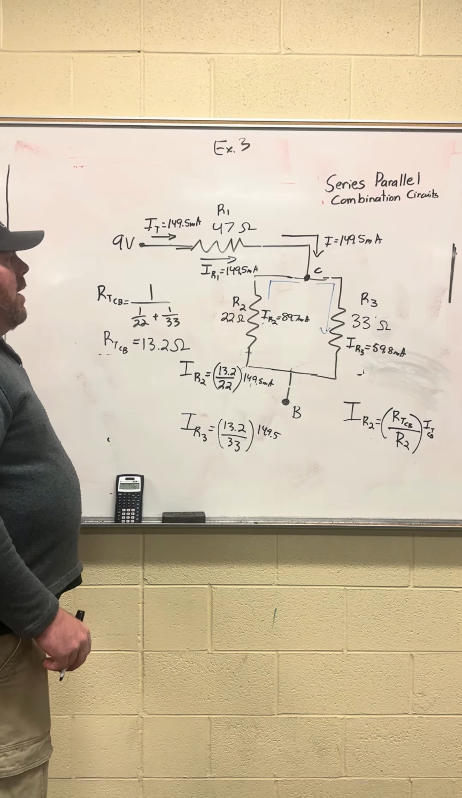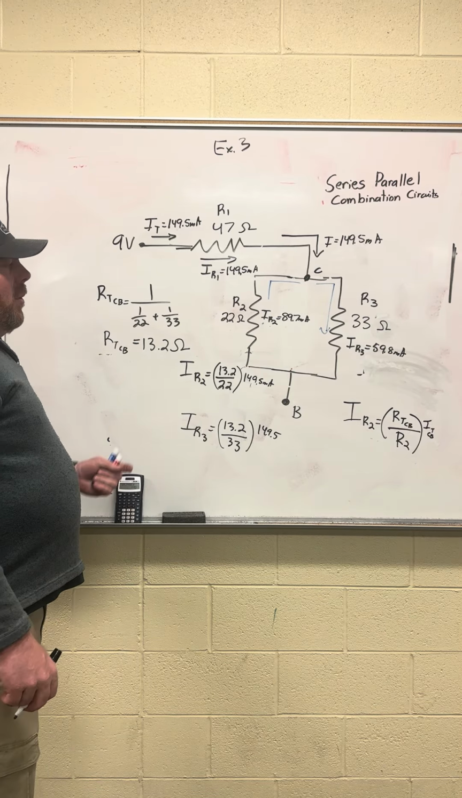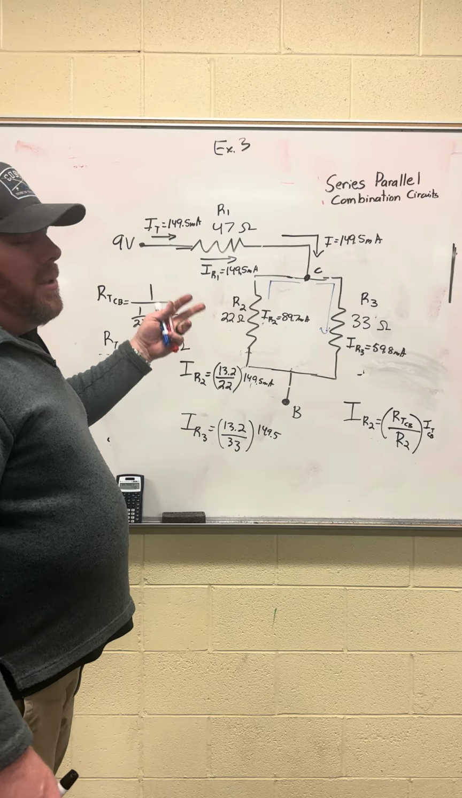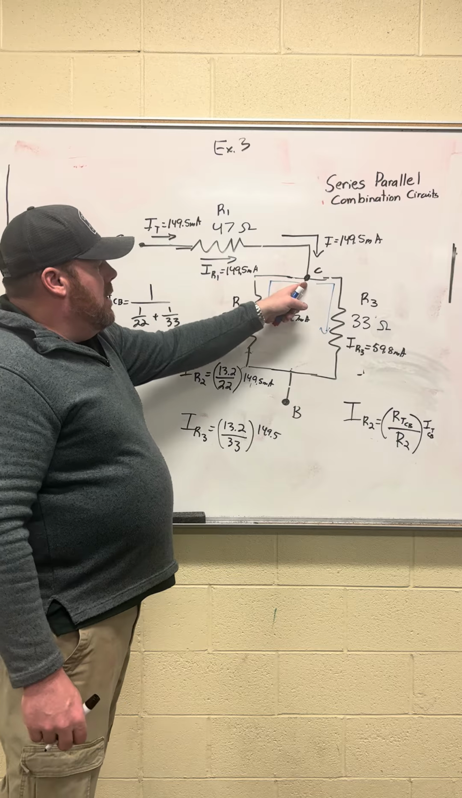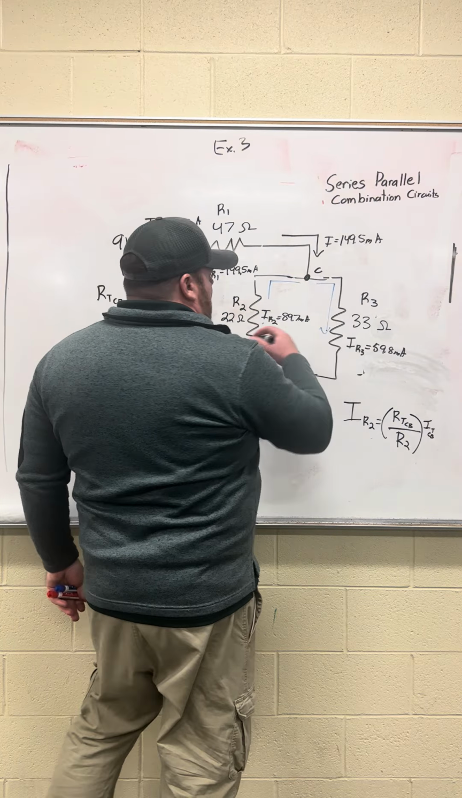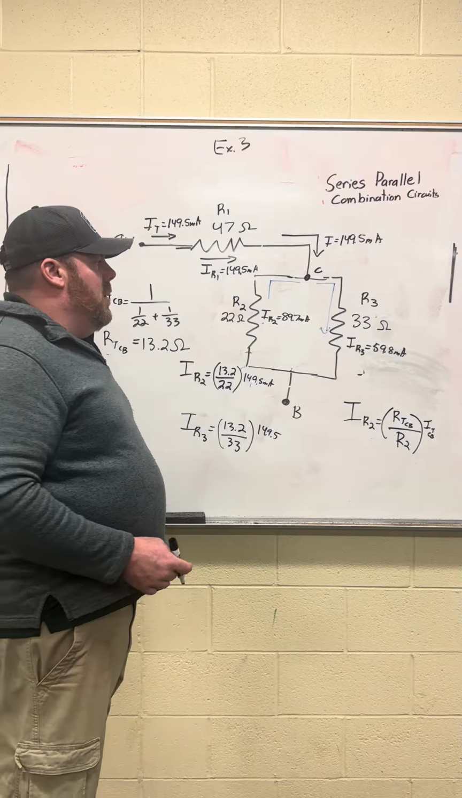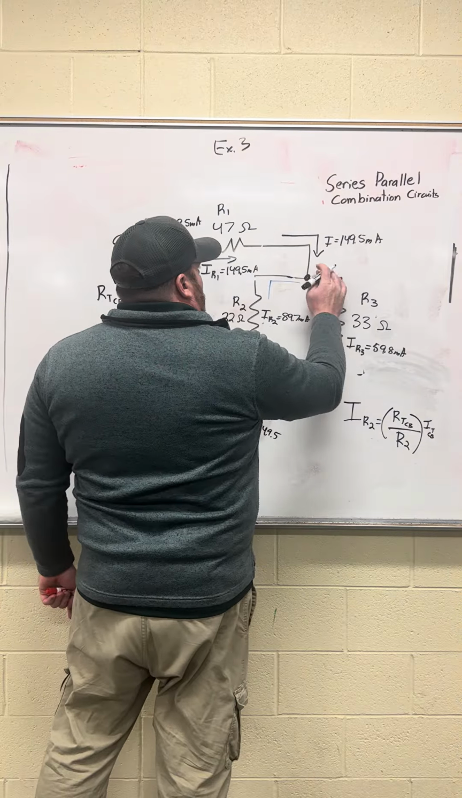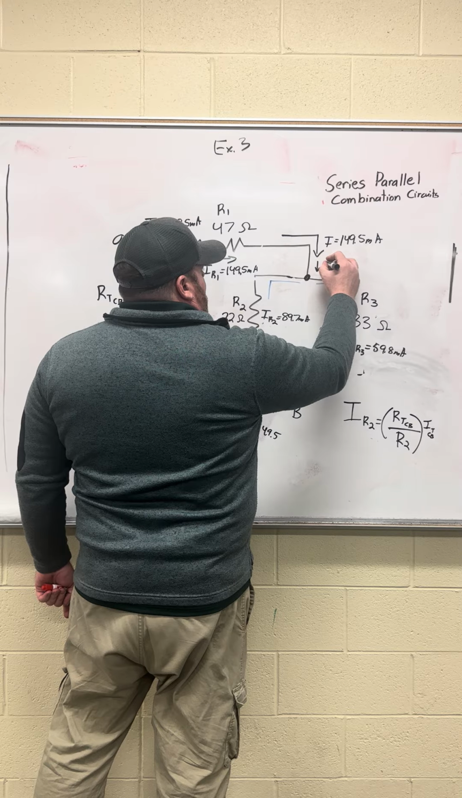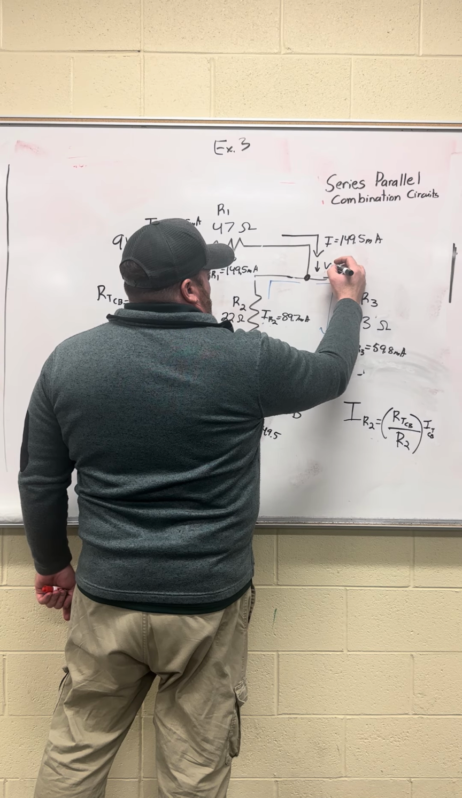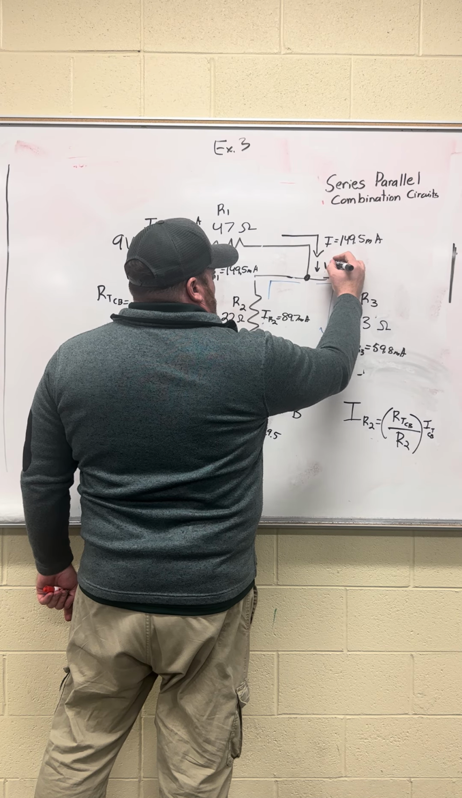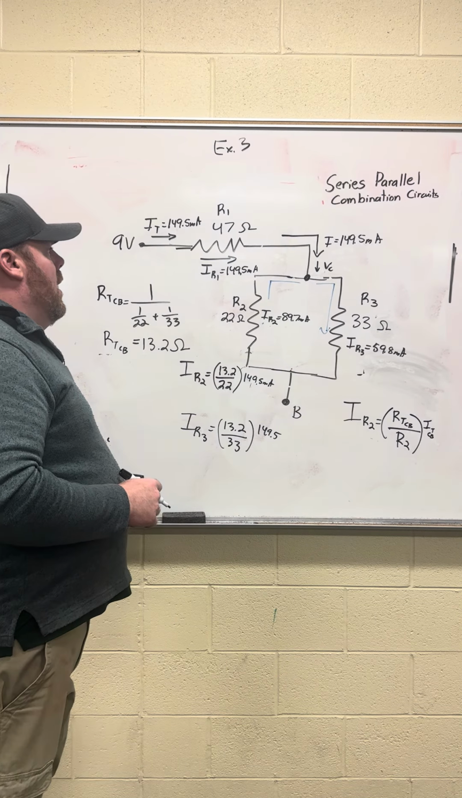But what I want to know now is what is the voltage drop? How much voltage came into this point right here? Now, because of these numbers, there's a whole bunch of different ways we can solve this. But I want to know what the voltage potential coming in here is. We're going to call this the voltage at node C.